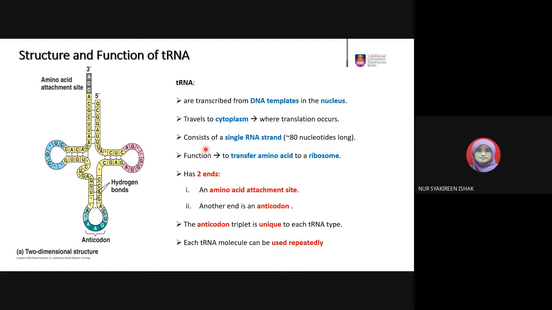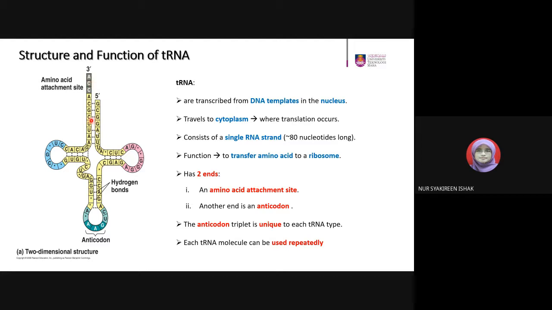So for tRNA, it is a single strand. So RNA, they are single-stranded molecules. Kalau DNA double strand, okay. But for RNA, they are single strand. So the length is about 80 nucleotides long.